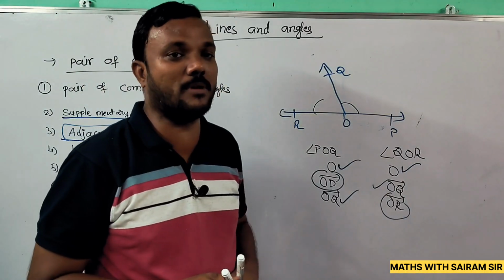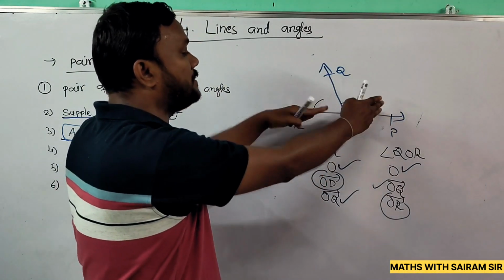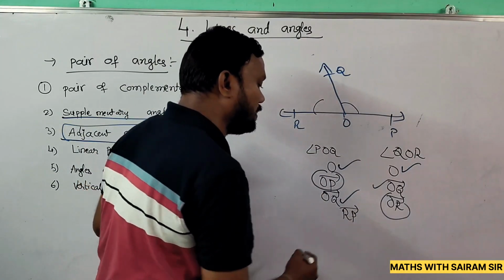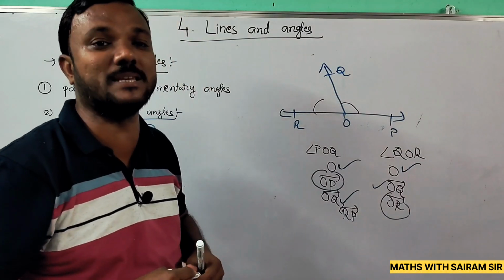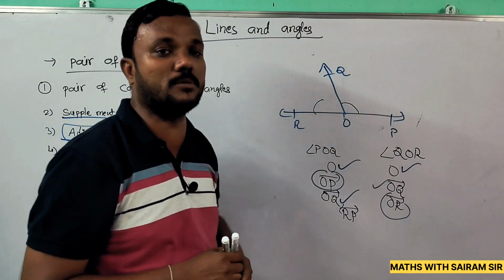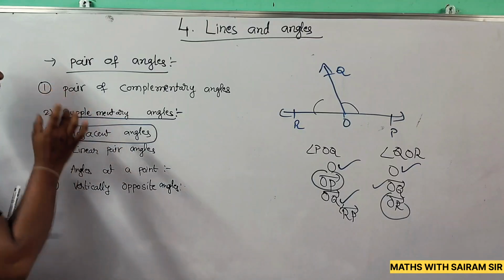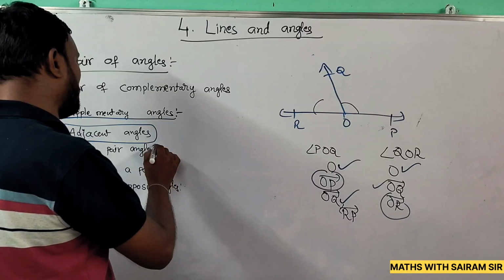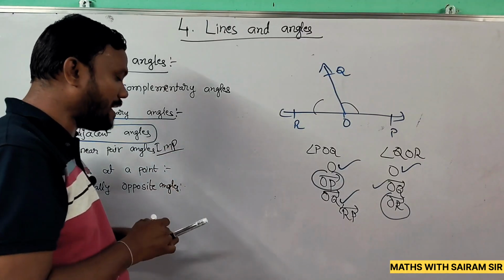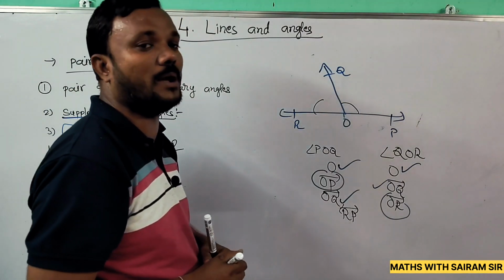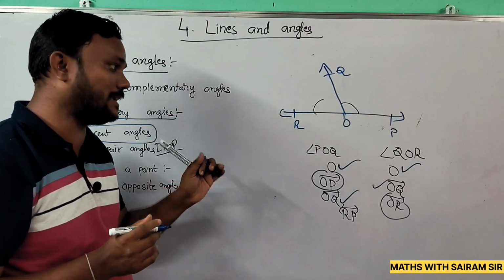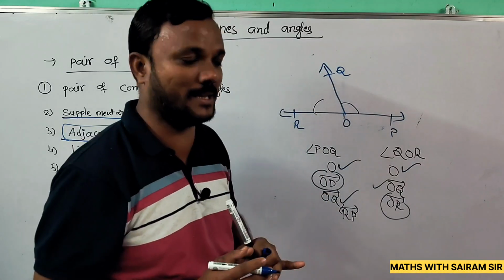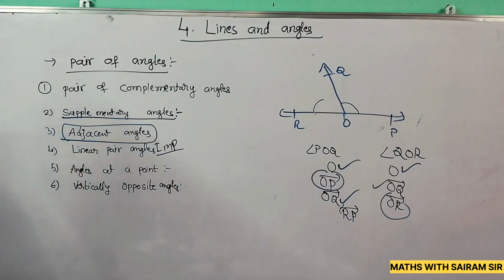Here you need to notice one more important concept. These non-common arms form a straight line, that is RP. If, in two adjacent angles, the non-common arms form a straight line, then those two adjacent angles are known as linear pair angles. This is a very important concept: if two angles are a linear pair, then their sum is 180 degrees. That means the sum of two linear pair angles is supplementary. So this is about linear pair angles.